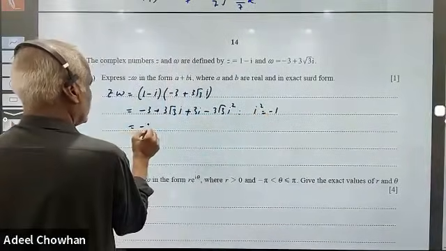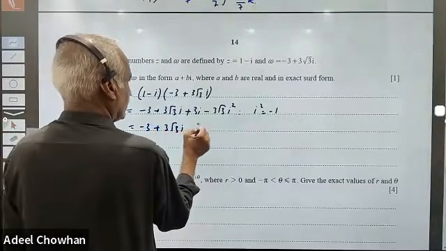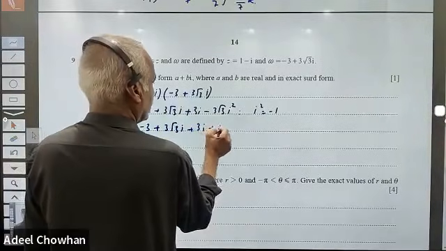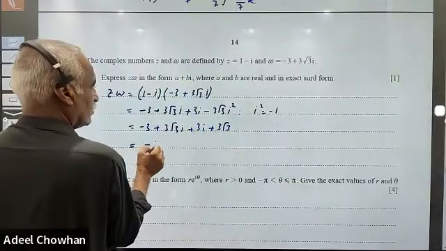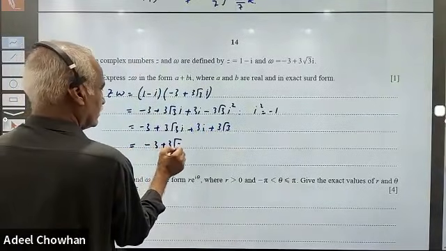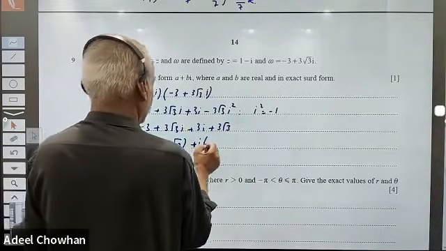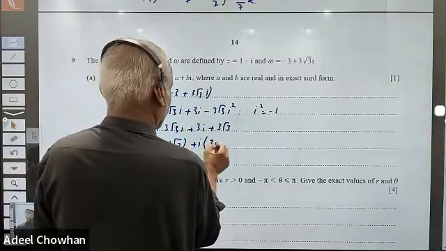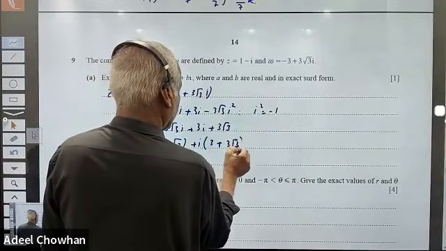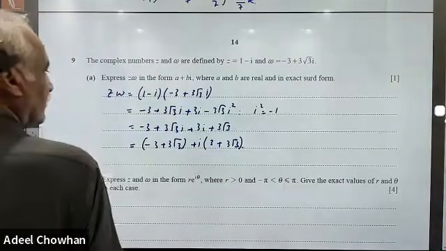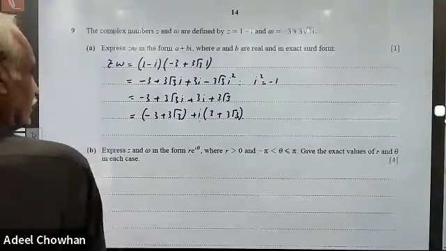So this should be equal to minus 3 plus 3 root 3 iota plus 3 root 3 iota plus 3 root 3. This should be equal to minus 3 plus 3 root 3 plus iota times 3 plus 3 root 3. So this is the exact form of x plus iota y, where the things are given in the third form there.